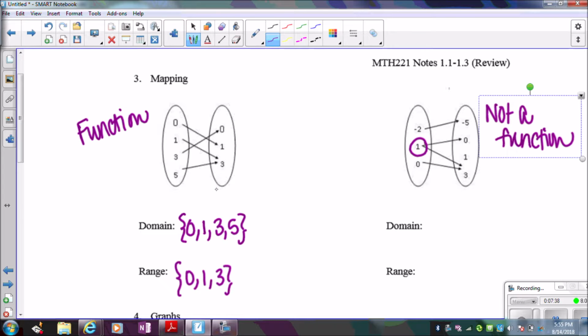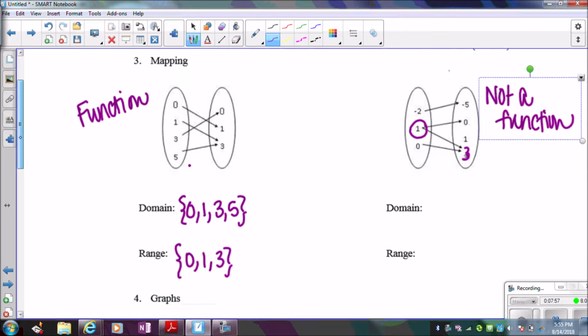If we look at this next one here, I'm going to just enlarge this 3 here so that it makes it look like the arrows are pointing to that 3. Notice how 1 doesn't have anything mapped to it, so that means it's not going to be included in the range, versus in the first one, all of these numbers have something coming to it. Over here, not the case.